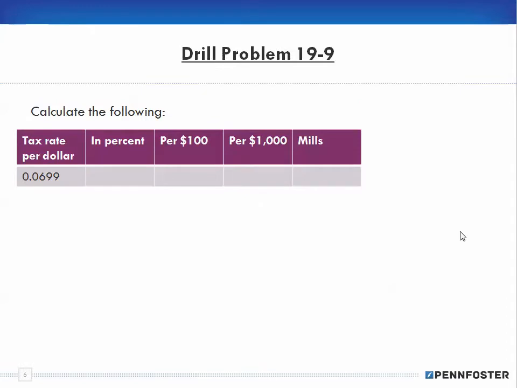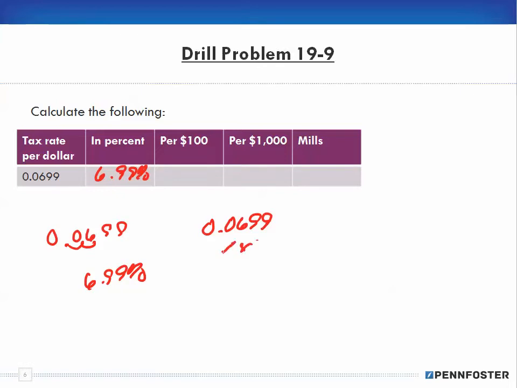Next is calculate the following. If you have a tax rate of 0.0699, we want to see it in percentages, per 100, per 1,000, and in mils. So in percentage, remember 0.0699. Since that's a decimal, just move the decimal 2 places to the right, so we get 6.99%. Per 100, it's 0.0699, and we're multiplying that by 100.